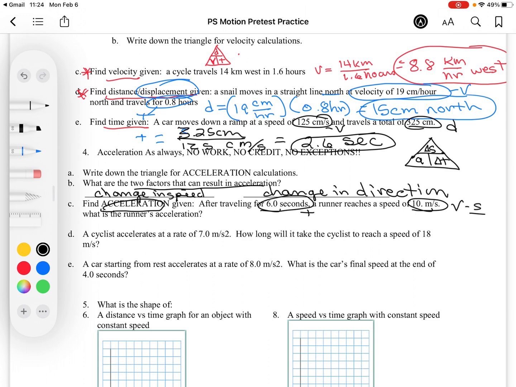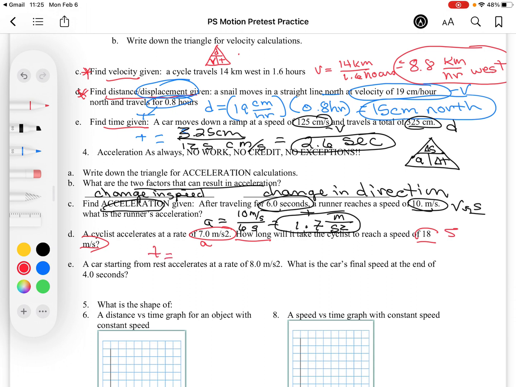Okay, next, we're going to find acceleration given 6 seconds, that's time, and here is our velocity or speed. Now we started at 0, so my acceleration is just simply going to be 10 meters per second divided by 6 seconds. Don't forget, when you're doing units here, this is the tough one. You need to remember that I'm going to have 1.7 meters per second squared. The units for acceleration are distance divided by time squared.